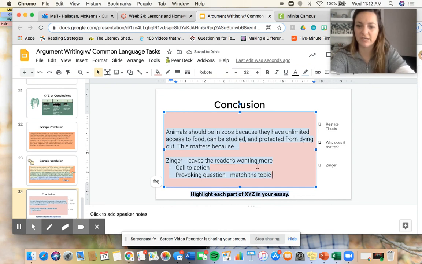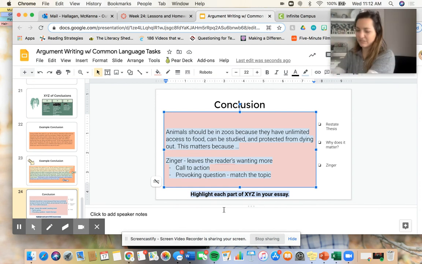Okay, these are the two that I suggest you do. Again, if you have any questions about that, let me know. Okay, so that is for core. That's second hour, fourth hour, seventh hour.